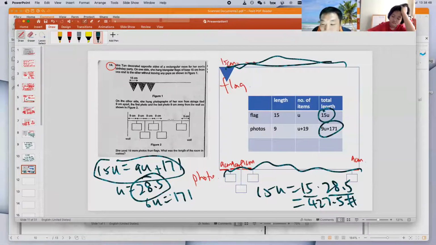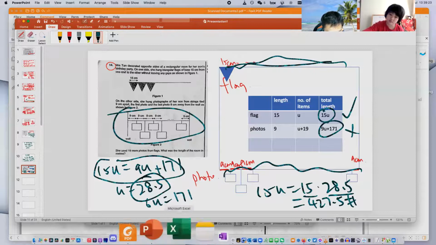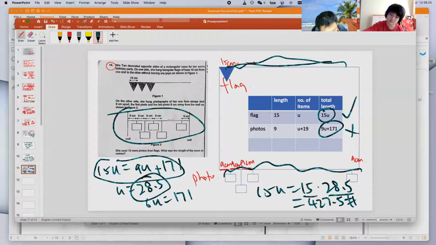You know or you don't know? I'm thinking. We missed out because of this thing. So basically the flag one is correct. The photo one is not correct for the total length. This is also something I highlighted to Nancy last time. You cannot see clearly from here actually. Let me just get this out. Maybe you can see.